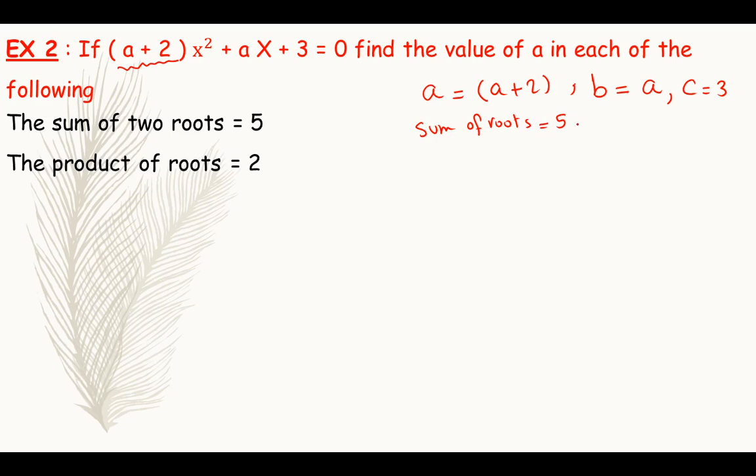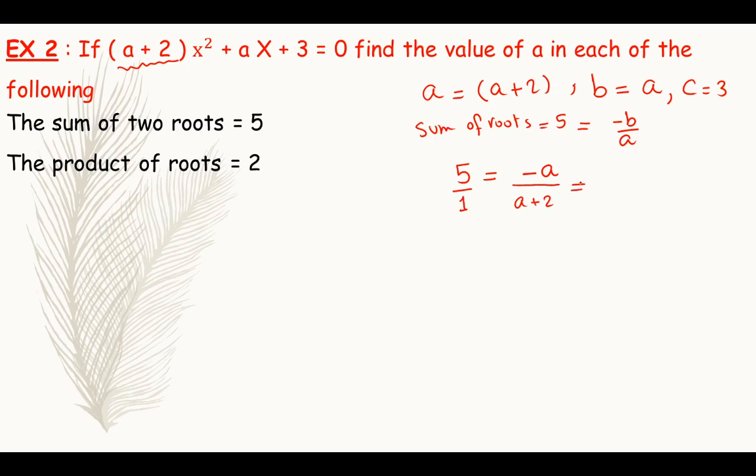What is the sum of the two roots? We know that the sum of the two roots equals negative b over a. So 5 will be equal to negative b over a, where b is the coefficient of x, in this example negative a, over a. What is a in the rule? A in the rule is the coefficient of x power of 2, so here the coefficient of x power of 2 is called a plus 2. Okay? Let's put 1 here to be 5 over 1.